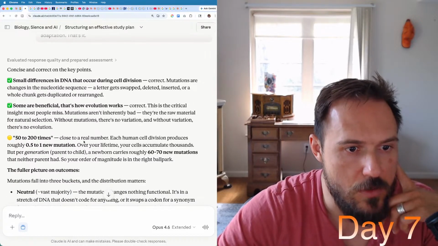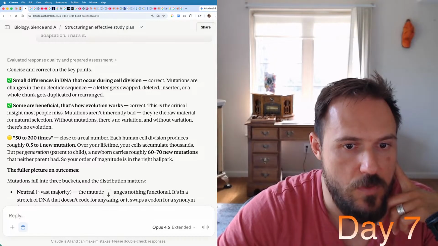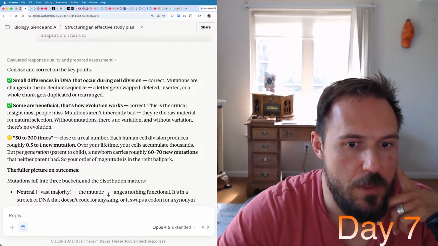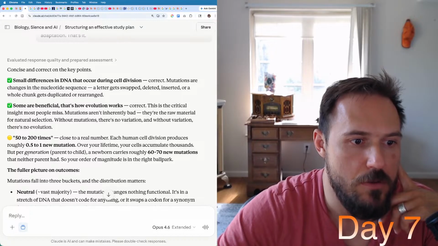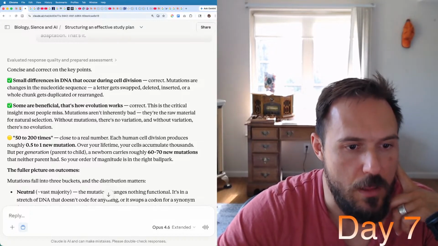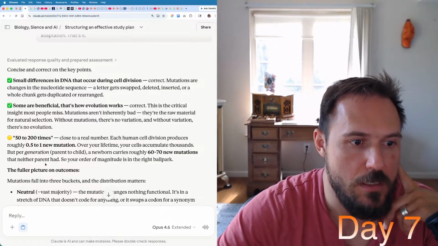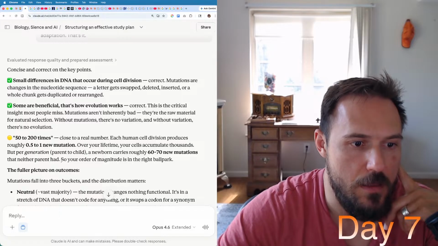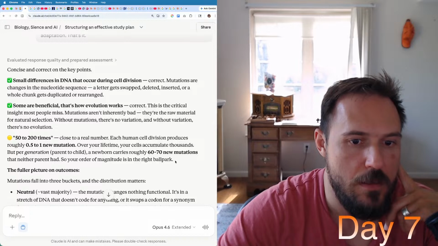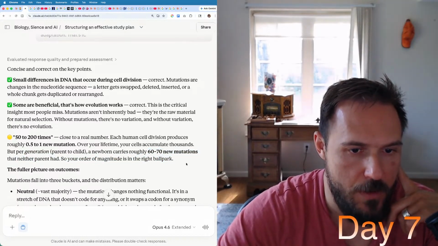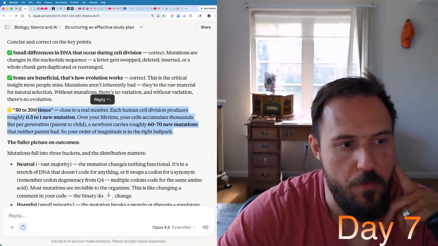50 to 200 times, close to the real number. Each human cell division produces roughly 0.5 to 1 new mutation. Over your lifetime, your cells accumulate thousands, but per generation, parent to child, a newborn carries roughly 60 to 70 new mutations that neither parent had. So your order of magnitude is in the right ballpark. Yeah, that's what I was saying, over the lifetime.